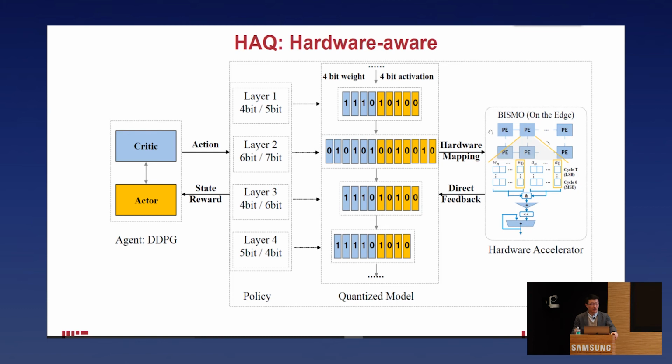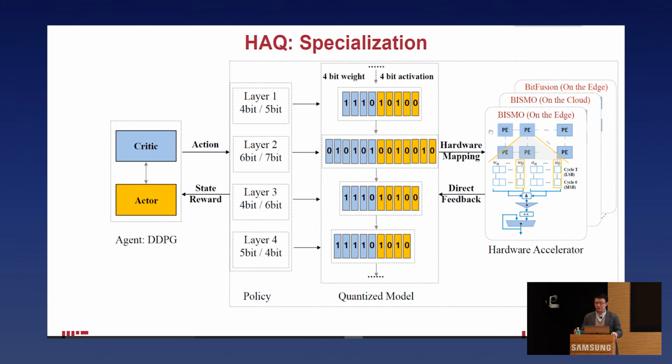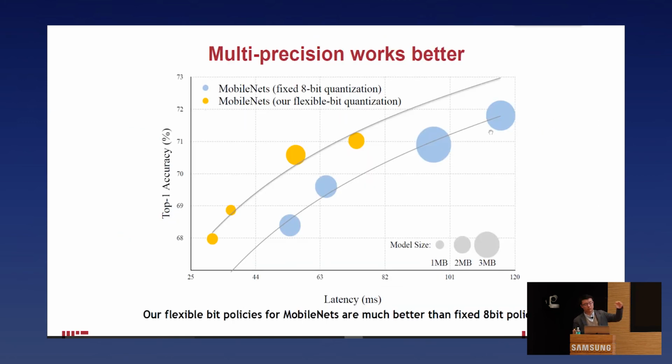hardware. And we used different kinds of simulators to show that on the edge and the cloud, the preference is quite different. So this is the result of the Pareto optimal curve compared with the fixed 8-bit quantization. The flexible bit quantization can lie on a better Pareto optimal curve on this trade-off between latency and accuracy.